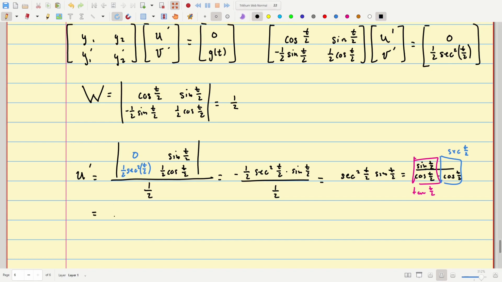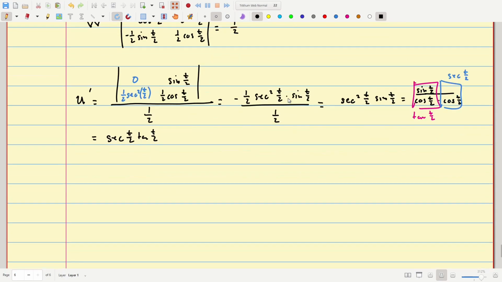And so this whole thing simplifies to secant times tangent, which is a very easy function to integrate. Okay, so using your trigonometric identities can be very important here. All right, next up, we do our work to find the value of v prime.